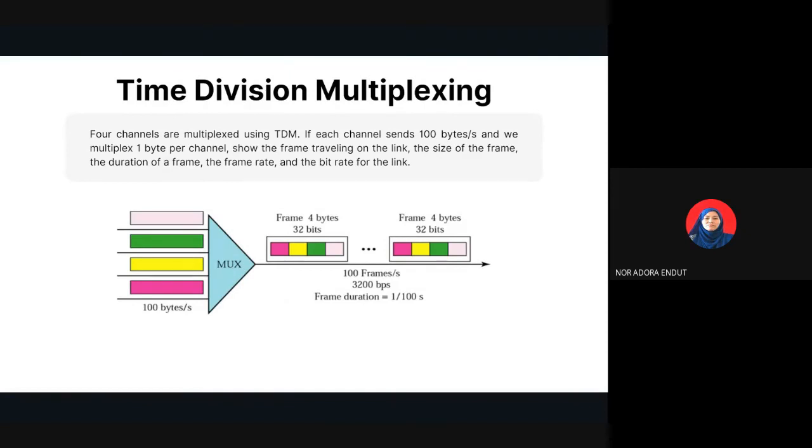Okay, so another example, 4 channels are multiplexed using TDM if each channel sends 100 bytes per second. Okay, so nampak unit dia? Sebab tu dia panggil data rate. Okay, sebab dia bukan sahaja dalam bentuk bits. Okay, so in this example, dia gunakan bytes per second. And then we multiplex 1 byte per channel. 1 byte berapa bit?